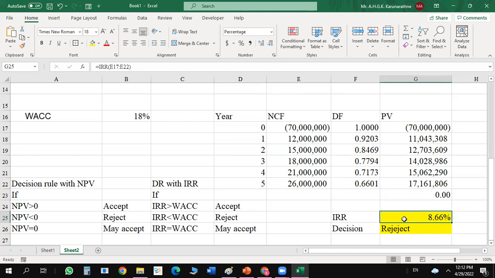The NPV is 0, which means this IRR is correct. Okay, so you know how to compute NPV, and at the same time you know how to compute IRR. So we have discussed NPV and IRR accordingly.